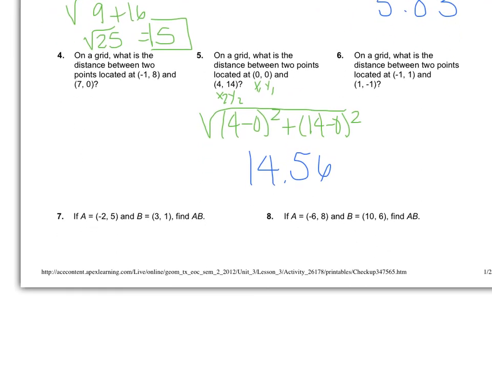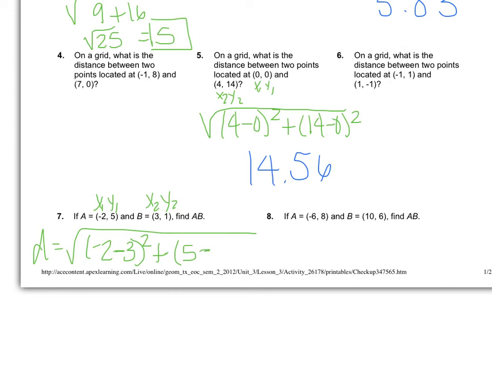Another way they can ask you to find the distance between 2 points is to tell you if A is equal to -2, 5 and B is equal to 3, 1, find AB. When they ask you for AB without a bar above it, they're asking you for how long it is. So it's the same thing. So I have x1, y1, and x2, y2. So my distance is equal to x1, -2, minus x2, 3, squared, plus y1, 5, minus y2, which is 1, squared. And again, it's probably going to be best to go ahead and just plug that in the calculator. And your answer is going to result in 6.40.